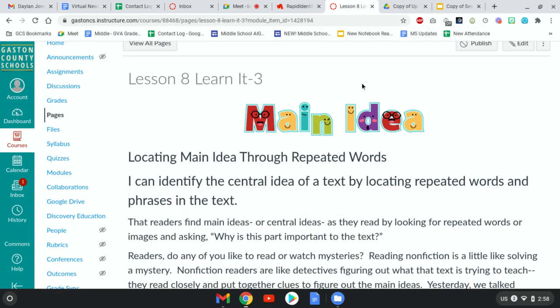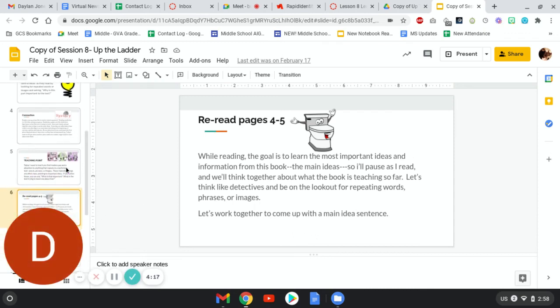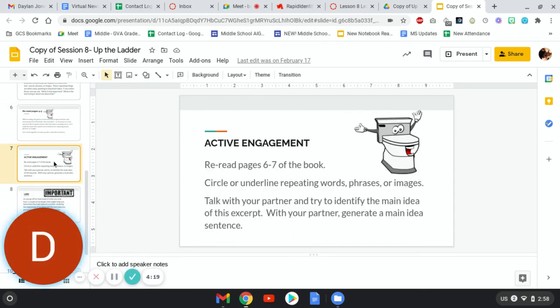So your job is going to be to practice this by rereading pages 6 to 7. You're going to reread those 2 pages and look for repeated words, phrases, or even pictures that are repeated, and come up with a statement of the main idea or central idea of those 2 pages as well.